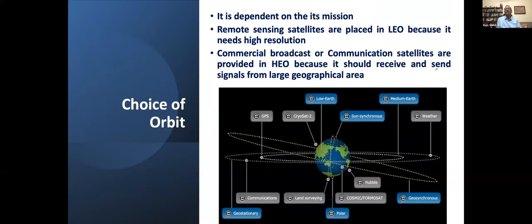Now, the choice of the orbit, as is very obvious, is dependent on its mission. Most of the remote sensing satellites, which we will talk about, are placed in the low Earth orbit, because we typically need high resolution. But the commercial or communication satellites are located in the HEO, because they should receive and send signals over a large geographical area. They need to be powerful, but they also need to cover a much larger area to give you wider coverage. So all communication satellites are generally placed in HEO, and all remote sensing satellites are placed in the LEO. That's how we decide that.